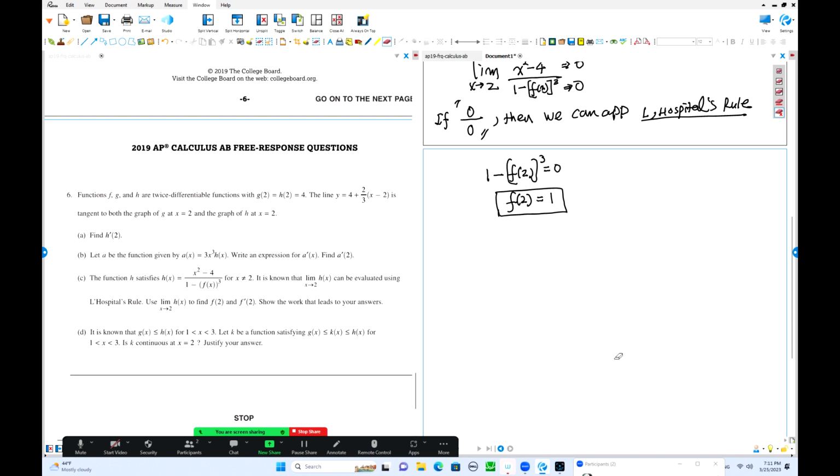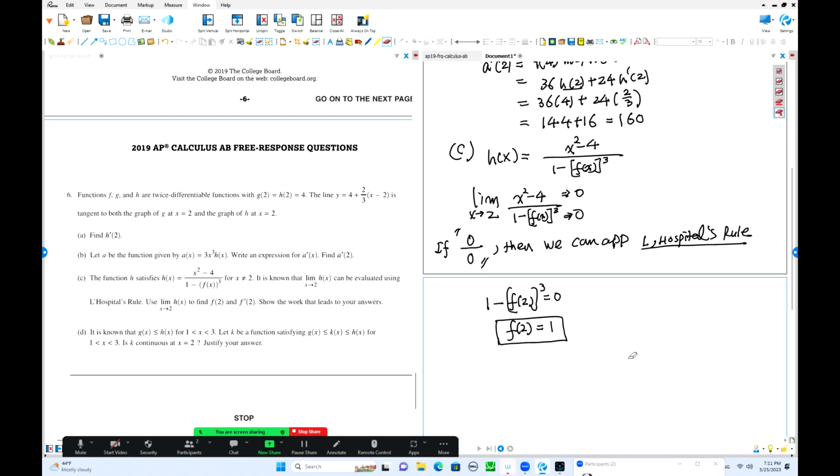The next one over here says show the work. So what is f prime of 2? F prime 2. Take a look over here. This is f prime 2, right? The limit, when x is close to 2, of f of x squared minus 4 over 1 minus x cubed.